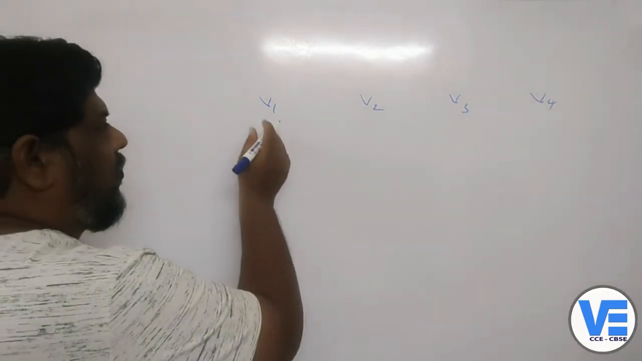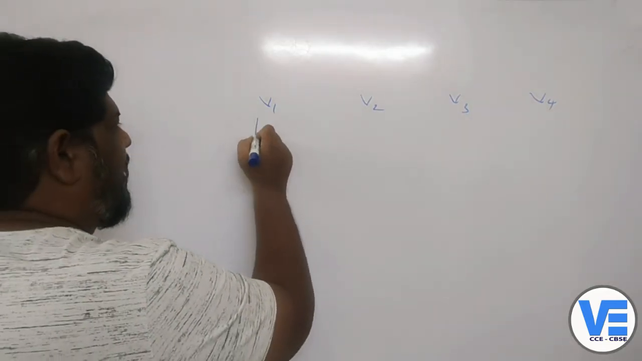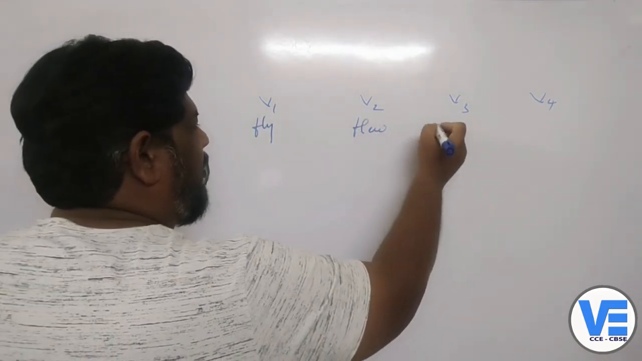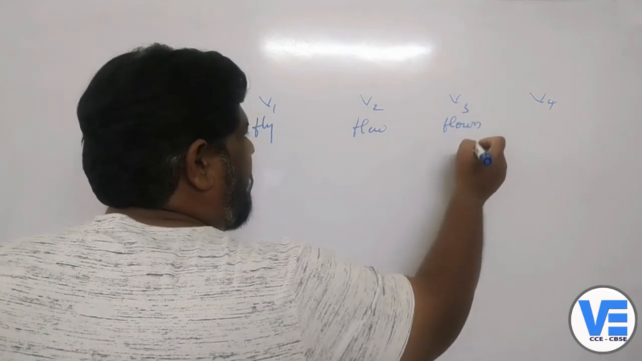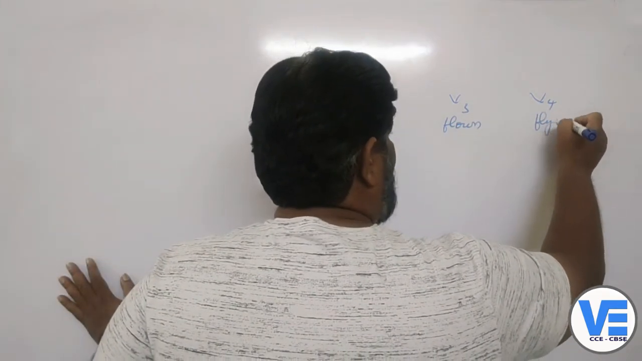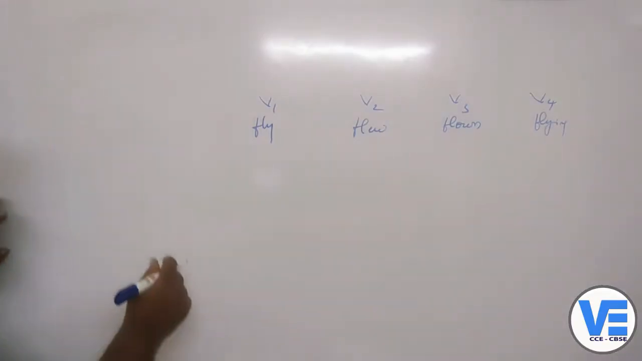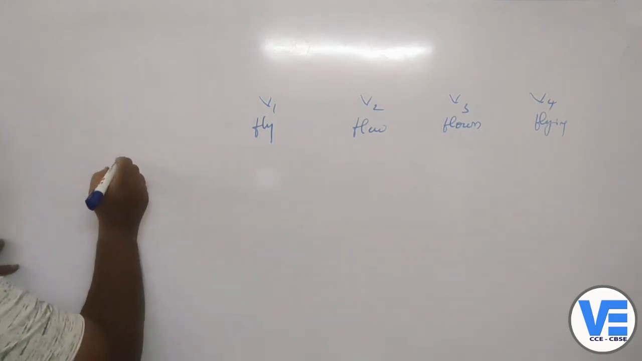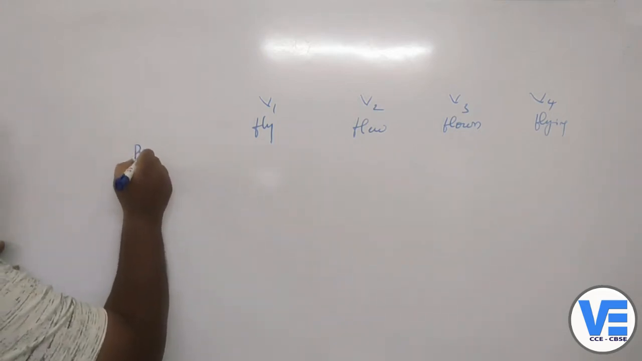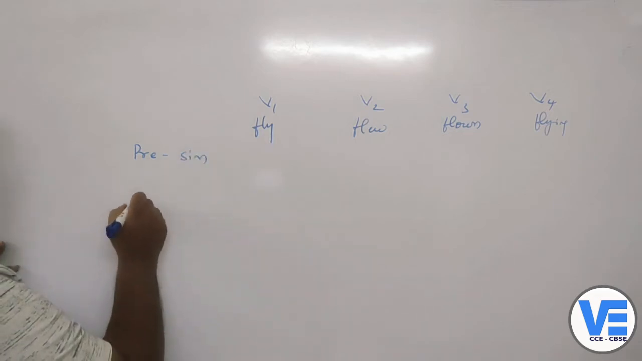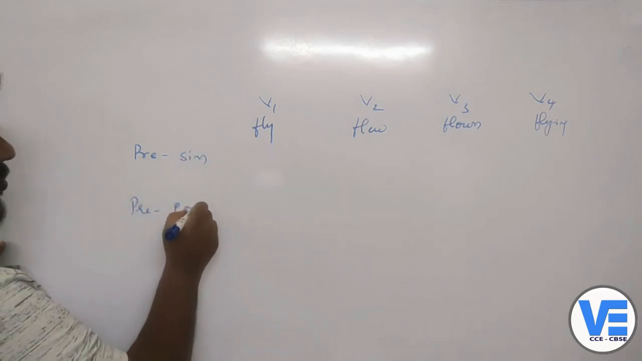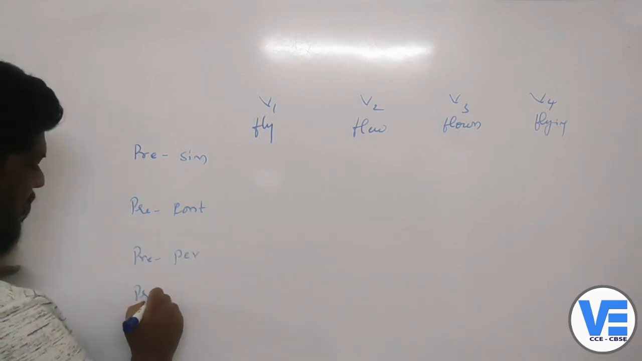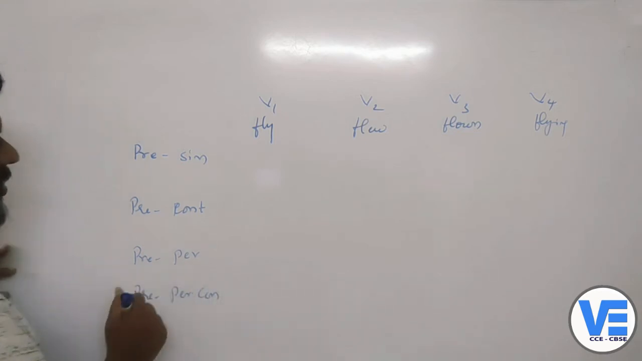Okay, children. So what I'll do is I'll take an example here. I'll take fly. So V1 is fly. What is V2? It will be flew. V3 will be flown and V4 will be flying. Okay. So at the same time, what I'll do here is I'm taking the present and the past tense. Here I'm taking the present tense. Present simple, present continuous, present perfect, present perfect continuous.